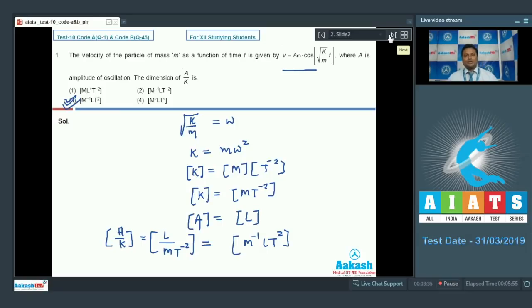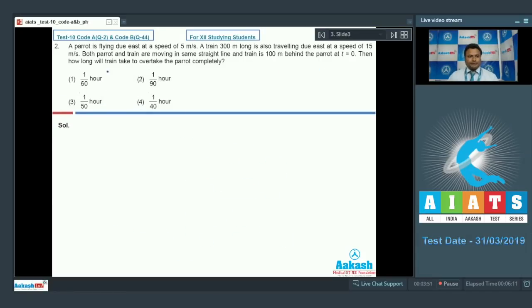Now let us proceed to the next question, that is question number 2. Here is question number 2. A parrot is flying due east at a speed of 5 meters per second. A train 300 meters long is also traveling due east at a speed of 15 meters per second. Both parrot and train are moving in the same straight line, and the train is 100 meters behind the parrot at time t equals 0. Then how long will the train take to overtake the parrot completely?